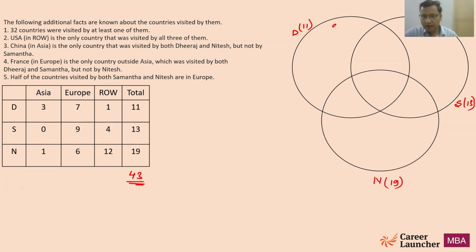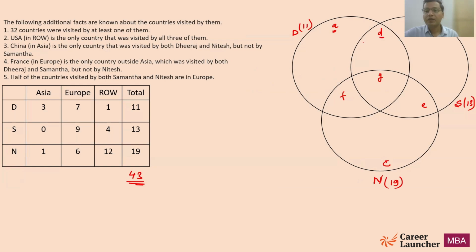So let's name them. Let this be A, this is B, this is C, this is D, this is E, this is F, and this is G. A is the number of countries visited only by Dheeraj. B will represent the countries visited only by Samantha, and C will represent the countries visited only and only by Nitesh. There is no overlap or intersection as such.